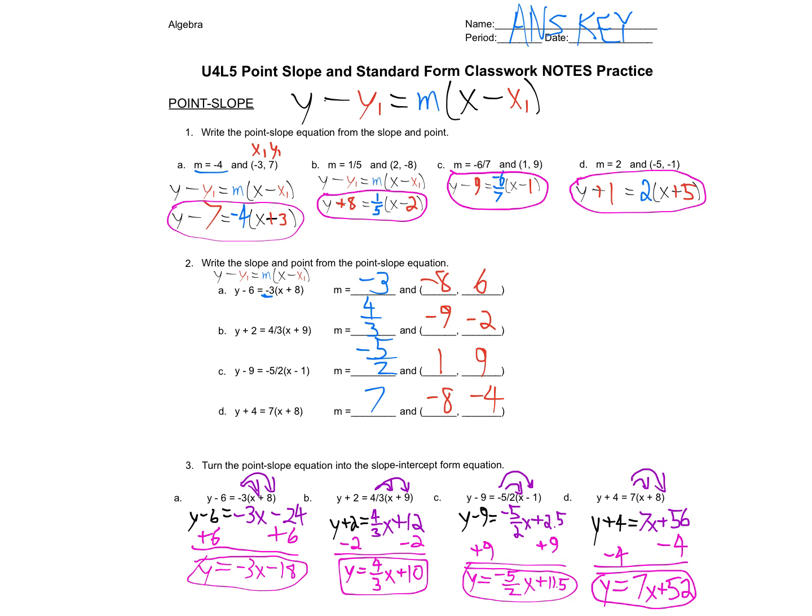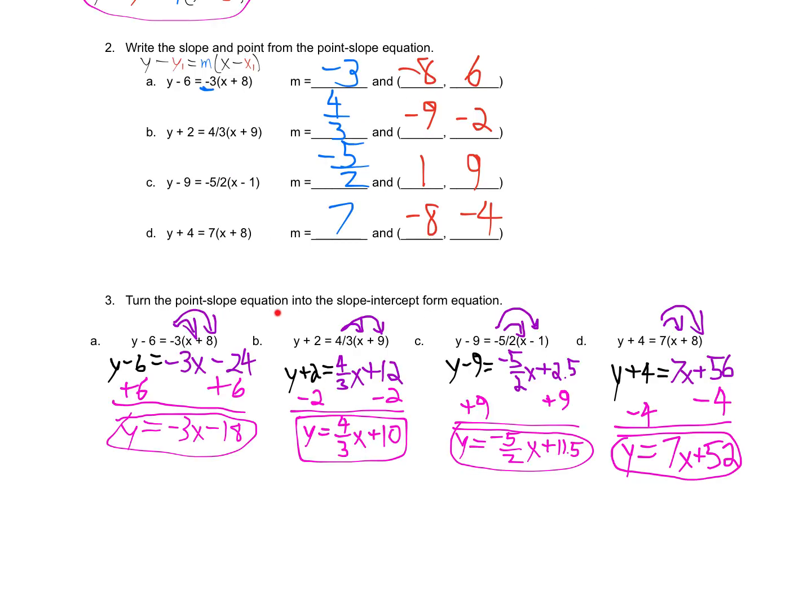Now let's take a look at number 3. Now we're going to turn a point slope equation into a slope intercept equation. So to turn a point slope equation into a slope intercept equation, we need to get y equals. To do that, what we need to do is distribute on the right-hand side, distribute that slope through. So it's -3 times x is -3x. -3 times positive 8 is a -24.